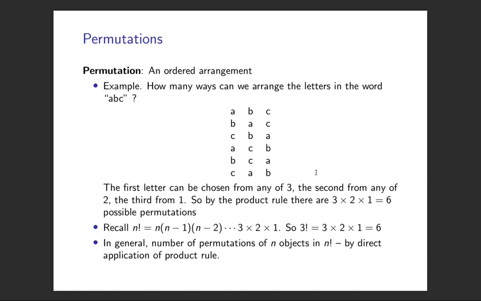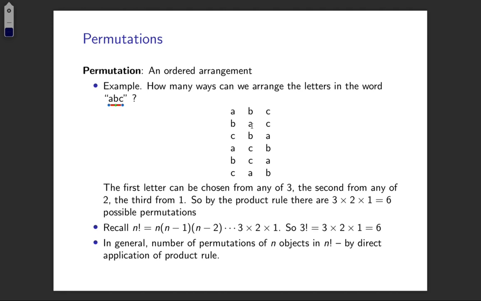So in a permutation, we care about the ordering. For example, suppose we've got the letters A, B, C. How many ways can we arrange them? So this is the set of ways: A, B, C, B, A, C, and so on. And we're going to count all of those differently because the ordering matters. So how many ways can we order A, B, C?